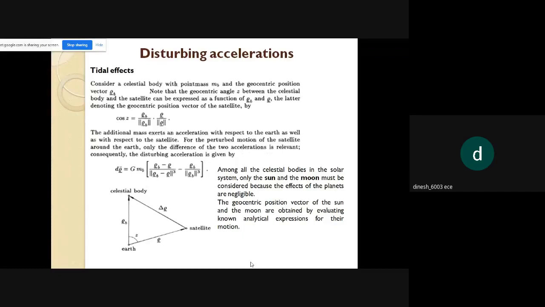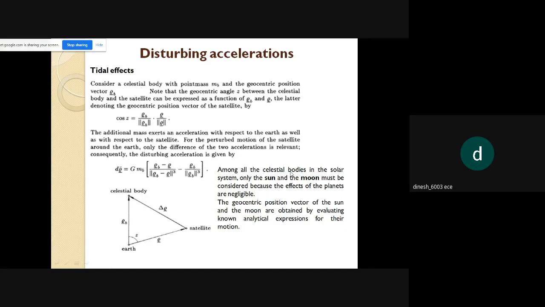Next are the tidal factors. The tidal factor is concerned with a celestial body. Consider that the Earth is present, a satellite is present, and a celestial body is moving in space. The distance between the Earth and the satellite is rho, the distance between the satellite and the celestial body is differential of rho, and the distance from the Earth to the celestial body is rho b. The angle between the celestial body and the satellite, with respect to the Earth, is z. We can easily determine the tidal effects.